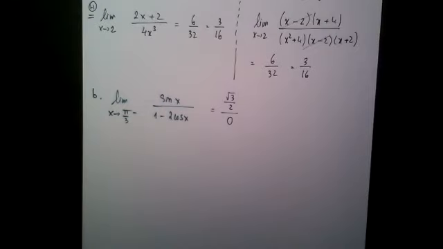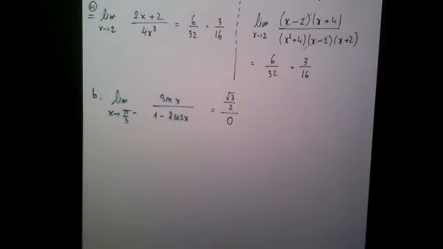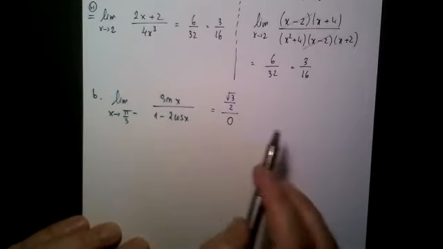And so you remember when we have a number over 0, it's either infinity, minus infinity, or doesn't exist. You remember this? Okay, so let's go. Let's see which one it's going to be.